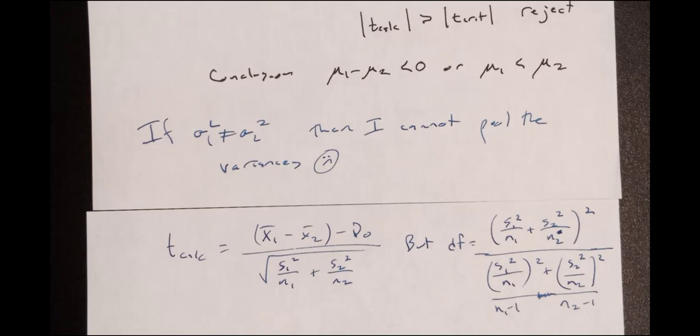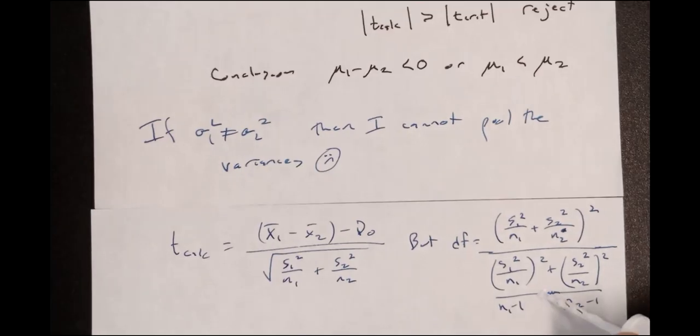That shouldn't be one line on the bottom there. Those should be separate fractions. Welch's contribution usually results in this turning out to be a fraction. So whatever number I get for this, I then round down.